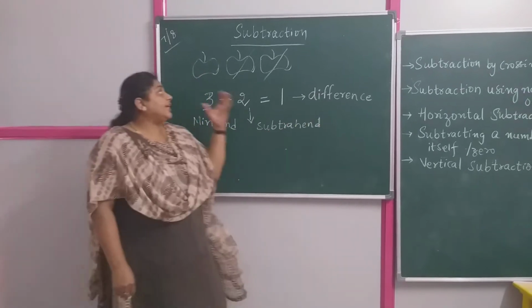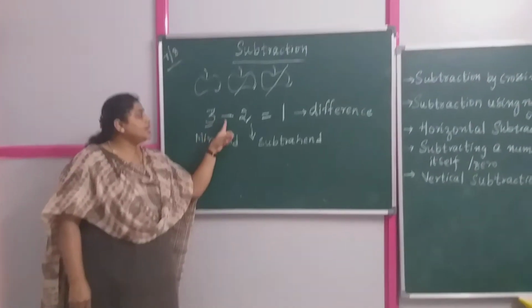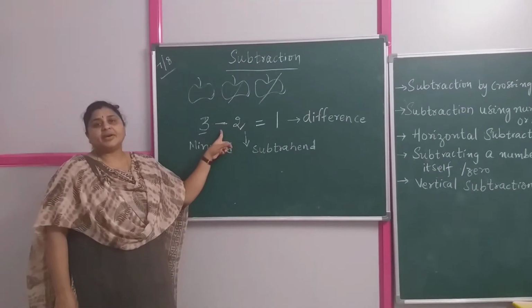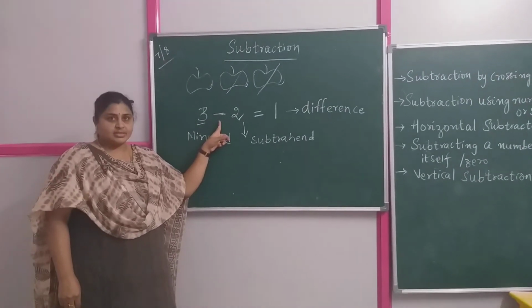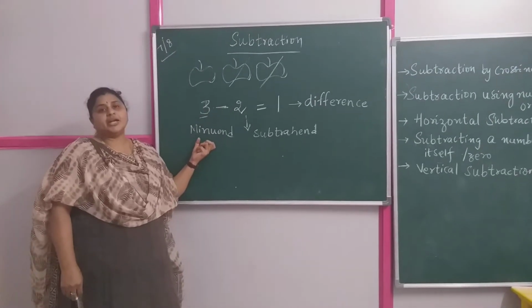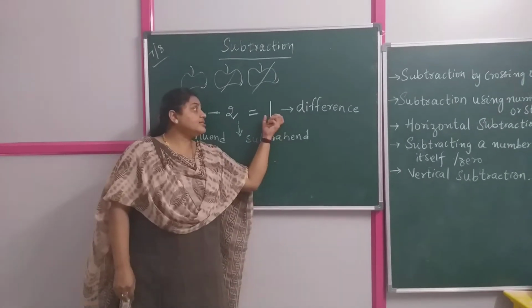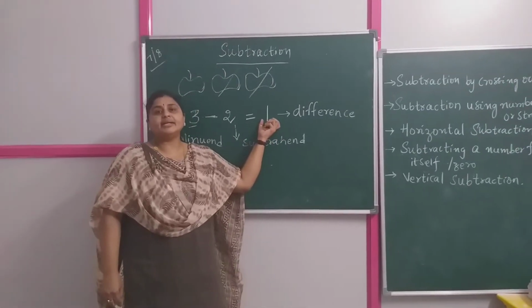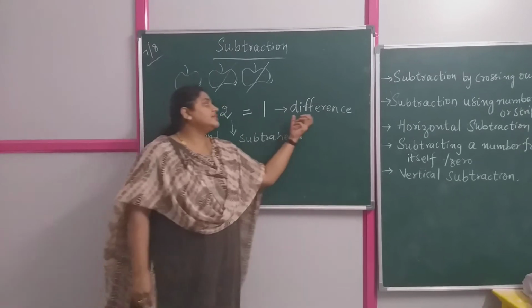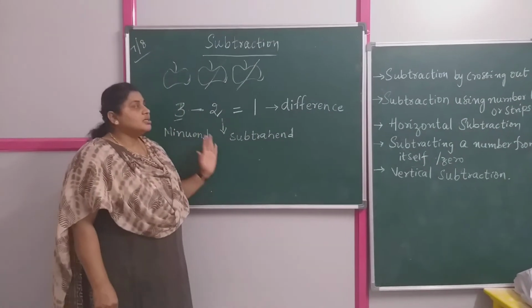Got it children? So taking away is nothing but subtraction, and the symbol we use for subtraction is called minus. The numbers that we are subtracting, one is called the minuend, the other is the subtrahend, and the answer we get on subtracting the numbers is called the difference. Got it children? Now this is about your subtraction.